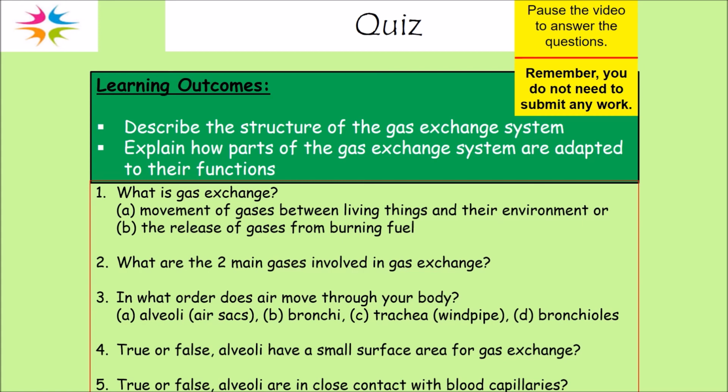Number 3, in what order does air move through your body? You need to put alveoli, bronchi, trachea, and bronchioles in order. So which one comes first and which one comes last? And number 4, true or false? Alveoli have a small surface area for gas exchange. Number 5, true or false? Alveoli are in close contact with blood capillaries.